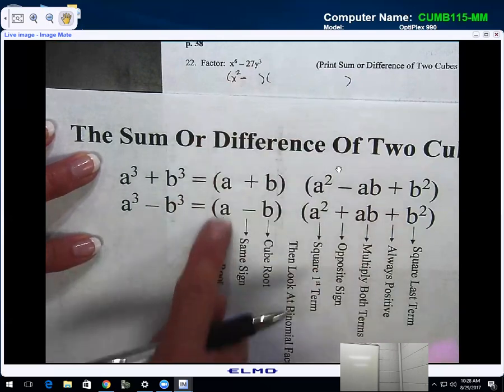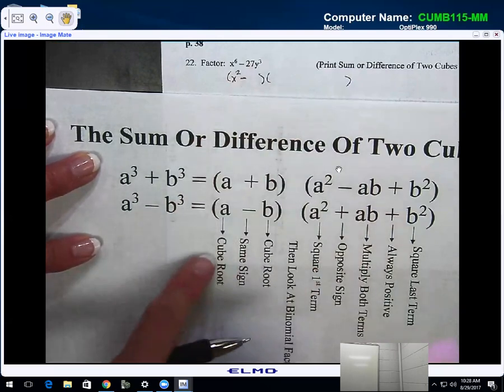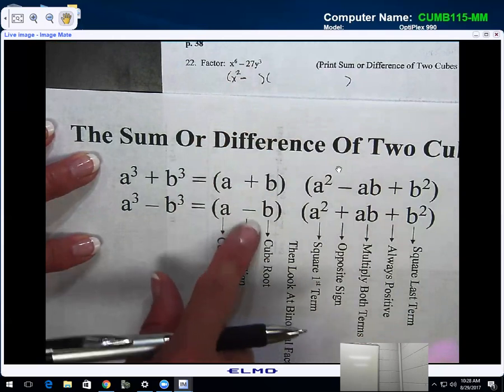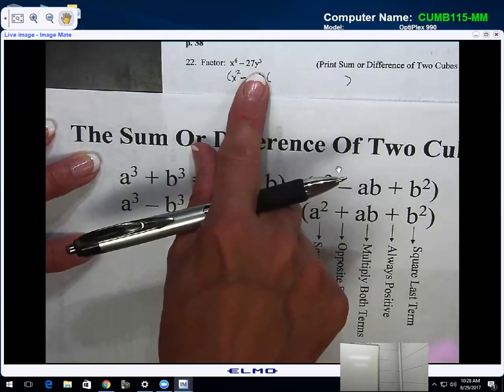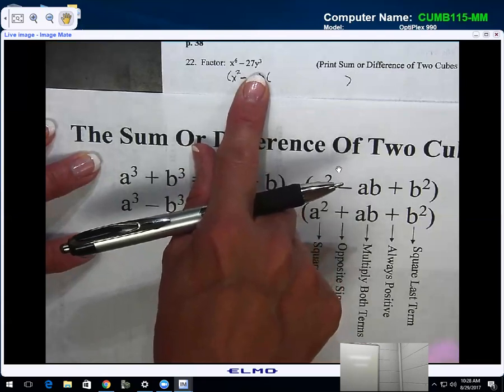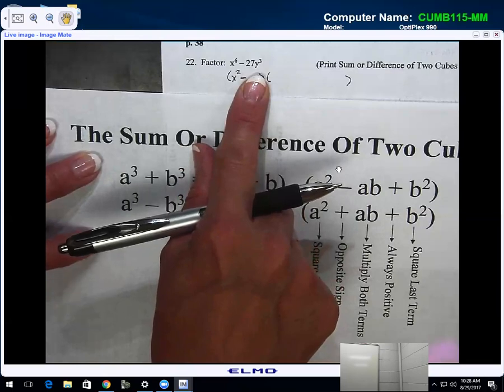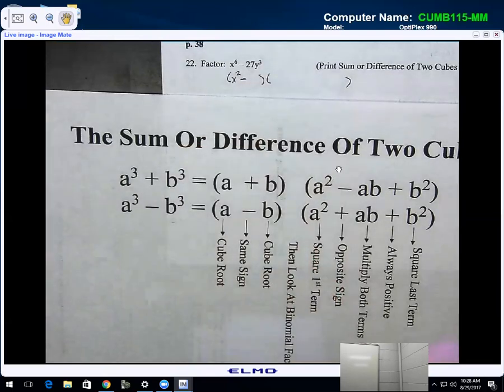So looking at these words down here, this is my cheat sheet until I get it in my head. Cube root of the first term, same sign, cube root of the last term. What's the cube root of 27y cubed? What, multiplied times itself 3 times, would give you 27y cubed? It's 3y.